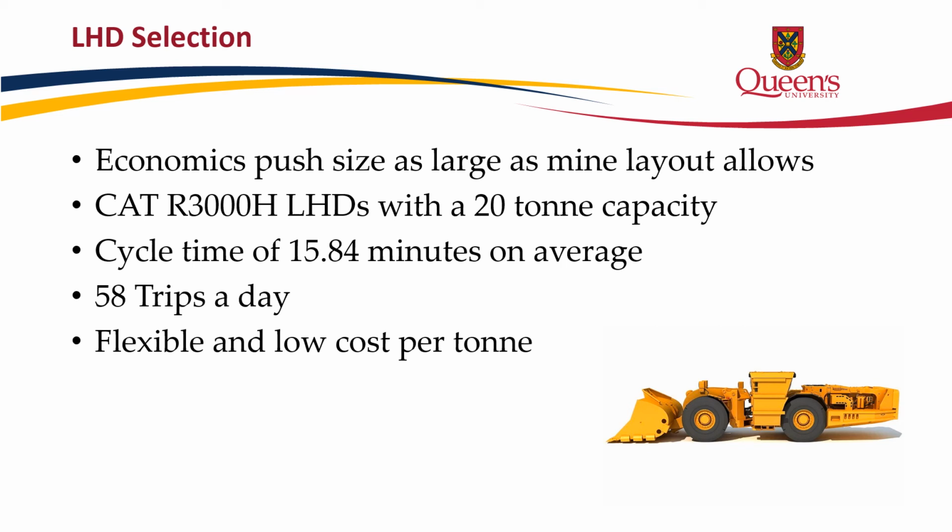To calculate how many are necessary to provide a rate of 6,000 tons per day to the conveyor systems, cycle time will have to be predicted. The cycle time is predicted by encompassing the loaded traveling time, unloaded traveling time, and the hydraulic cycle time to load and unload. This gave a cycle time of 15.84 minutes on average, which is equal to 58 trips a day. With 58 trips a day and 20 tons per trip, 6 CAT R3000 loaders are necessary to provide a rate of 6,000 tons. To account for maintenance and machine failure, an extra loader will be purchased.